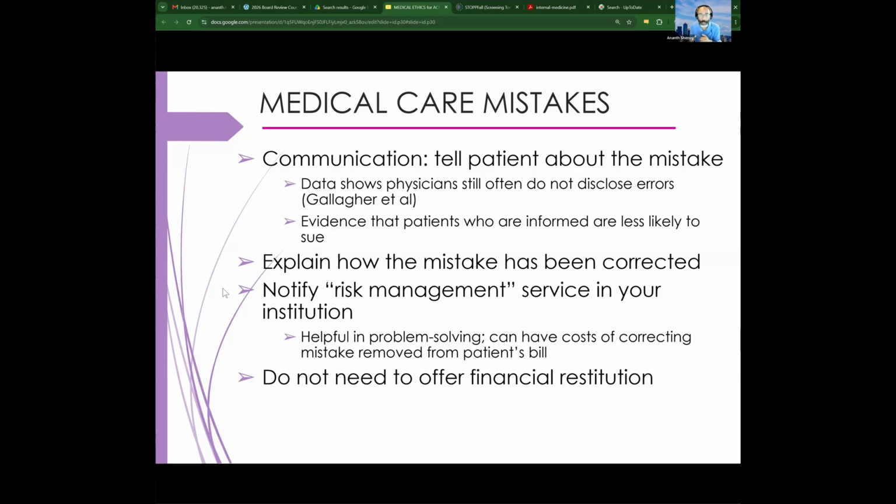Other things they can do, of course, potentially would be to help remove the financial component to billing. And a key point, you do not have to offer financial restitution to patients for mistakes.